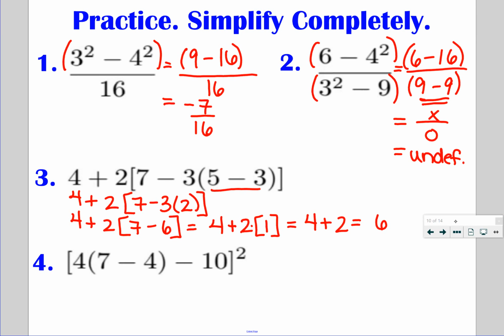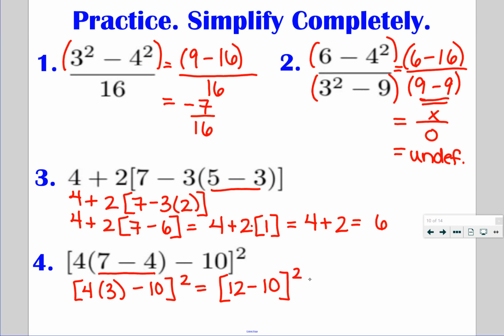In the last of these examples, you should have done, again, the innermost parentheses first, which would give you a 3. 4 times 3 for my multiplication gives me 12. 12 take away 10 gives me 2. Last step is to square it, multiply by itself, I get 4.